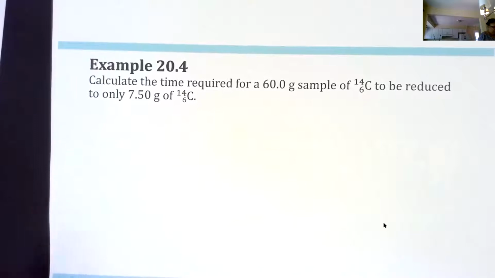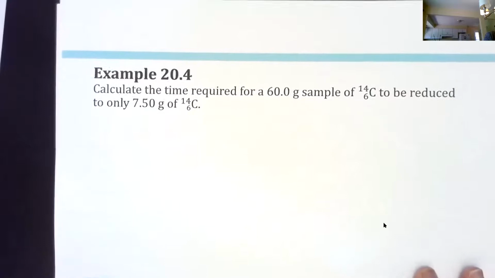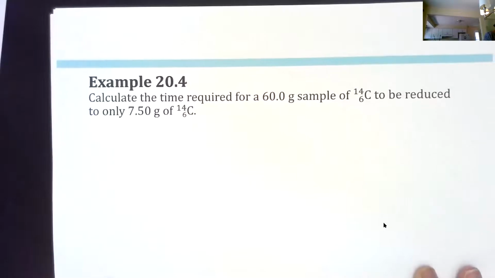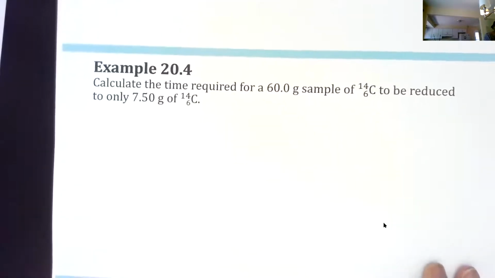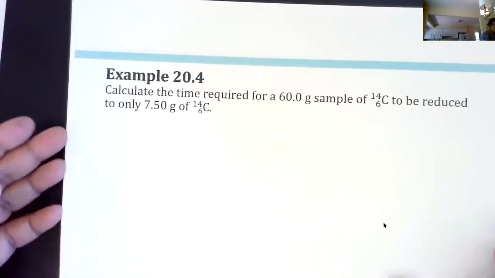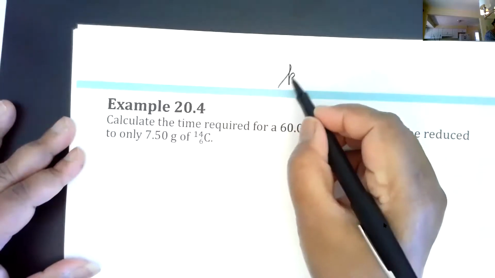All right, let's do some calculations. Need your calculator. Time required for 60 grams of the sample to be reduced to 7.50 grams. Okay, start thinking about the problem. How will you set it up? Now there's another equation, but that equation requires K.